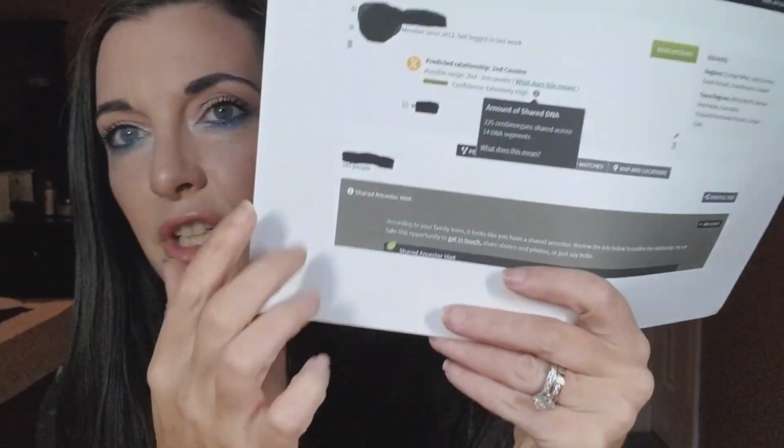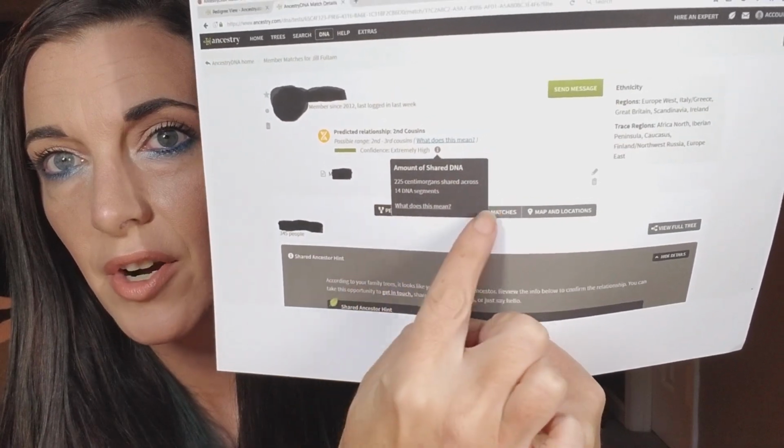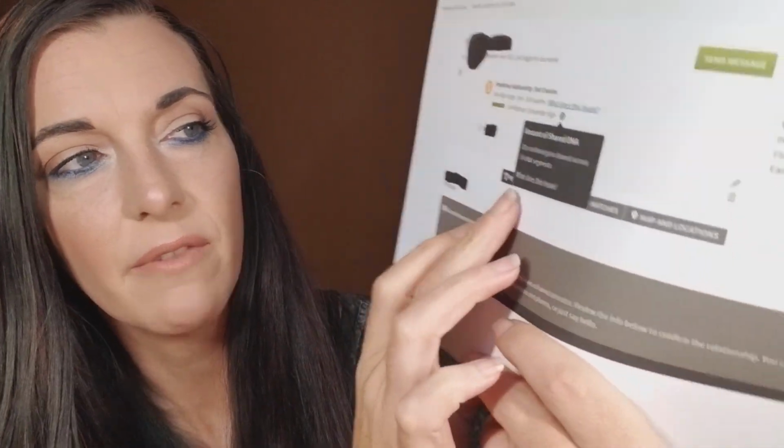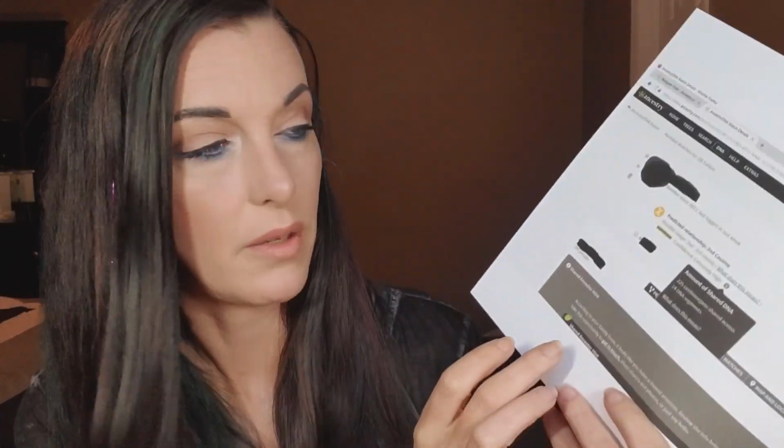Let me see if I have it on any of these. I don't think I printed one out. Unfortunately, this little box is over it, but when you're in your match, if you don't have this box clicked, there are 3 options right here. The very first one will show you their tree and show you lower down shared surnames and things like that.